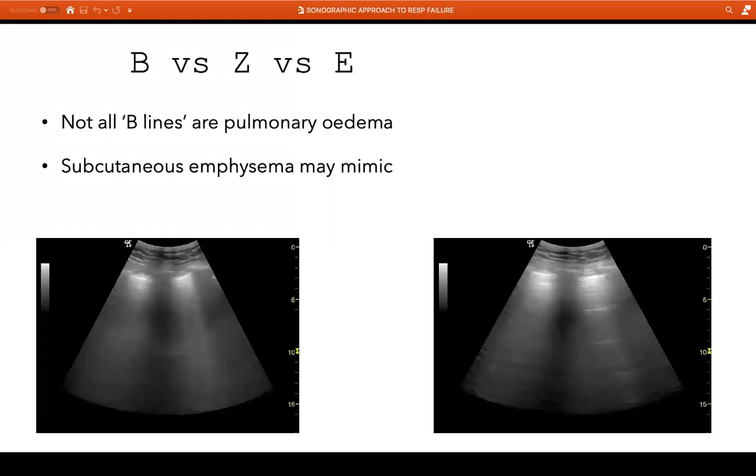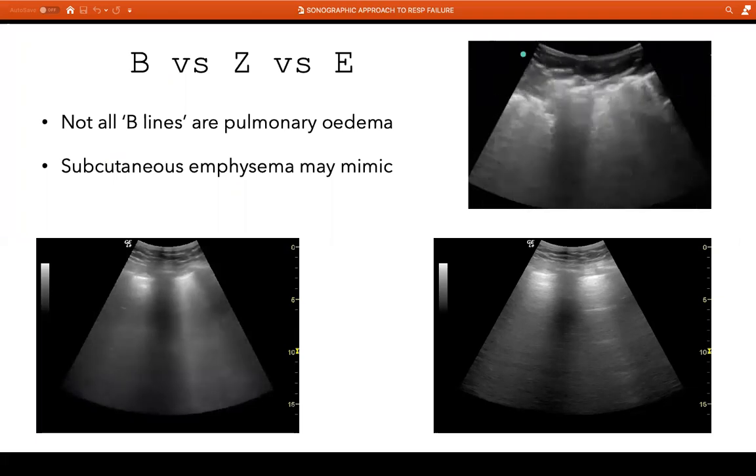There is another type of vertical line which is called Z lines. We need to remember that all vertical hyperechoic lines are not B lines, and not indicative of pulmonary edema. Z lines are vertical lines which start from the pleura for sure, but do not reach up to the edge of the screen, and they do not obliterate the pattern of the lung. They do not have any clinical significance. So we have to differentiate between B line, Z line, and E line in lung ultrasound.